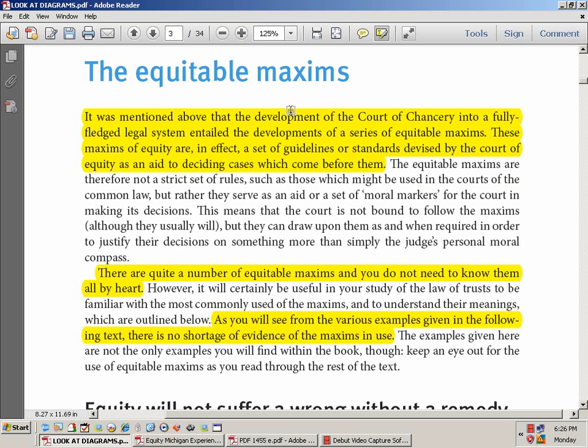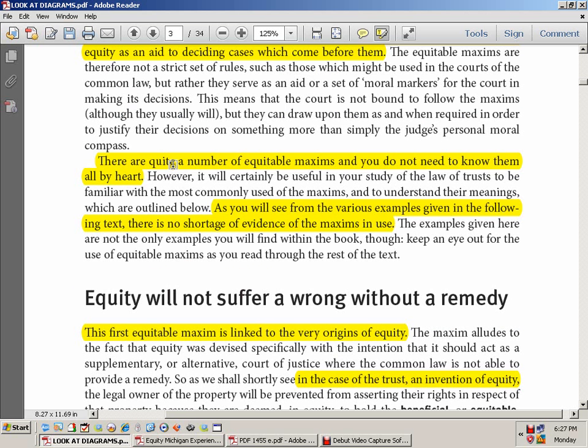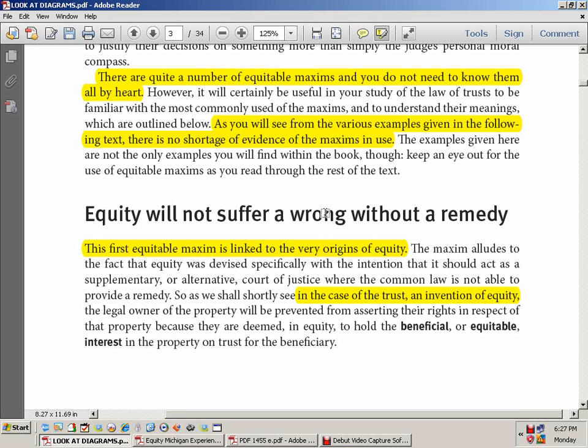So, the equitable maxims. It was mentioned above, the development of the Court of Chancery into a fully fledged legal system entailed the development of a series of equitable maxims. These maxims of equity are, in effect, a set of guidelines or standards devised by a court of equity as an aid to deciding cases which come before them. There are quite a number of equitable maxims. You do not need to know them by heart. As you will see from the various examples given in the following text, there is no shortage of evidence of the maxims in use. So what's the first one?